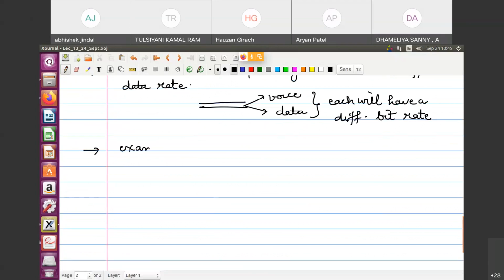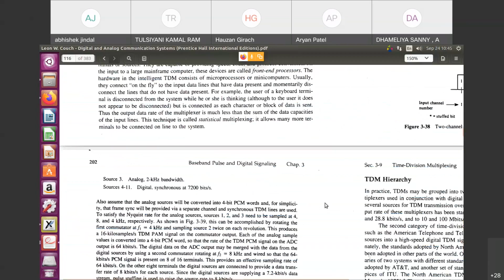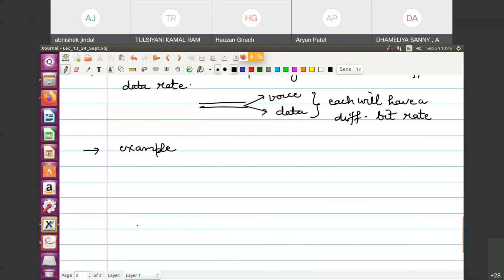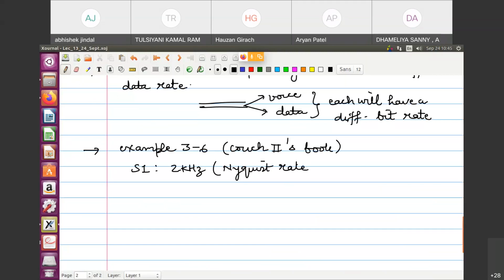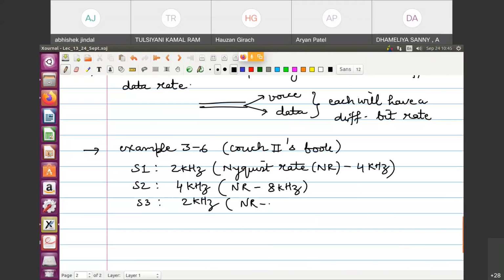So let me write example. So we are discussing, let me just see what is the example number 36. Okay. So example 36 from Couch's book we are discussing. So source 1, let us say, has 2 kilohertz bandwidth. So Nyquist rate, which we now call NR, is 4 kilohertz, means you have to sample it at a rate greater than this. Then source 2 is 8 kilohertz. And then there is source 3 which is again 2 kilohertz. So Nyquist rate comes out to be 4 kilohertz.